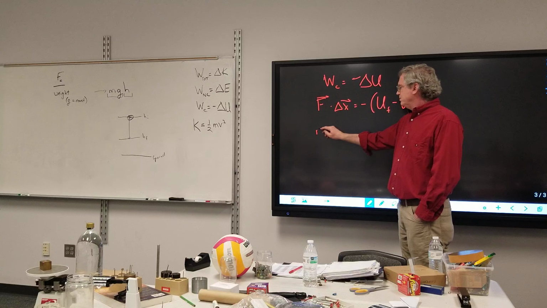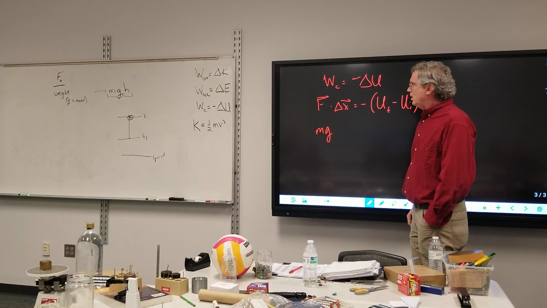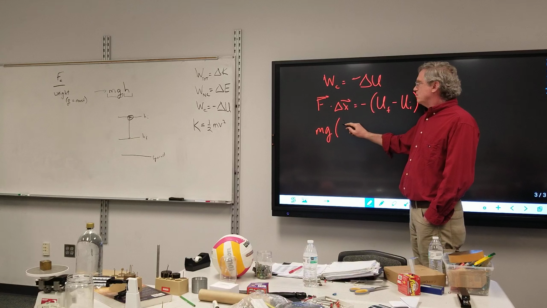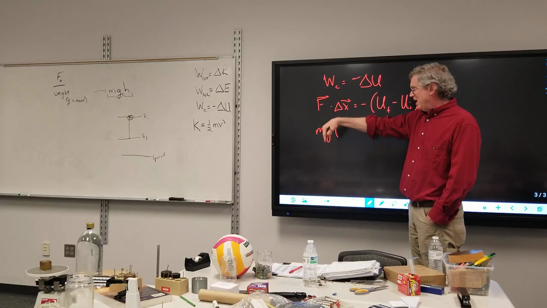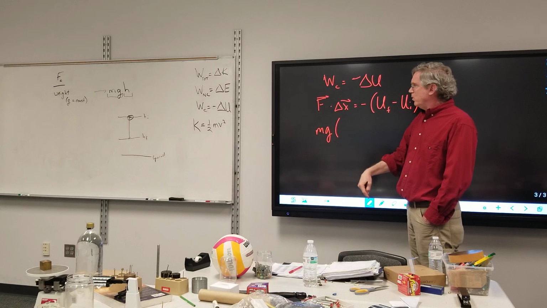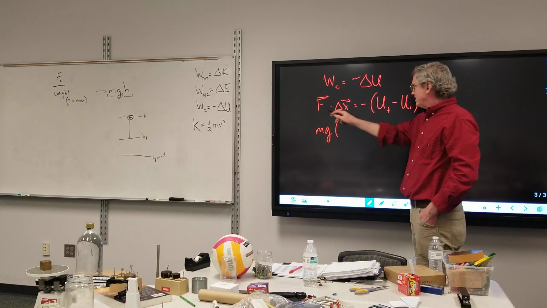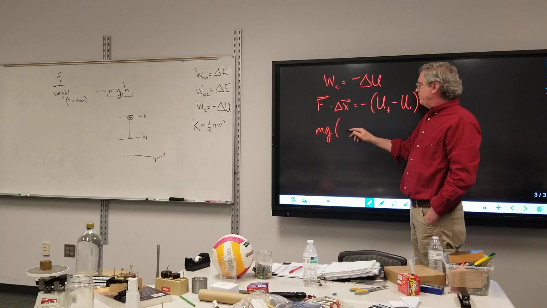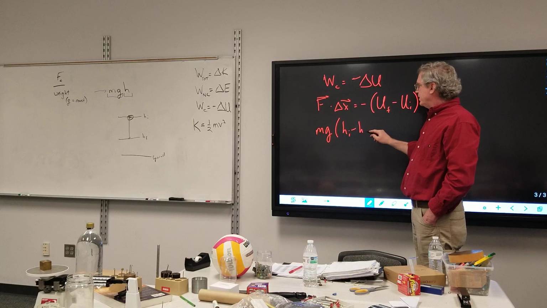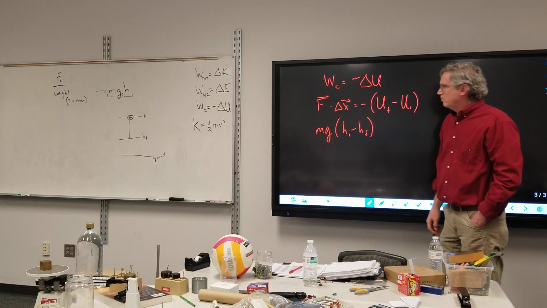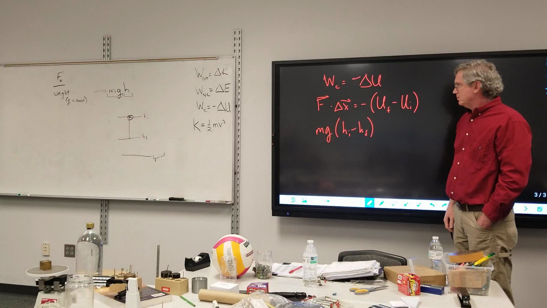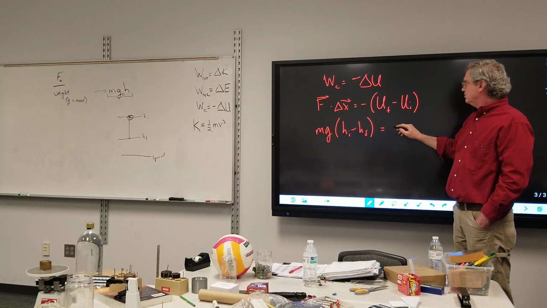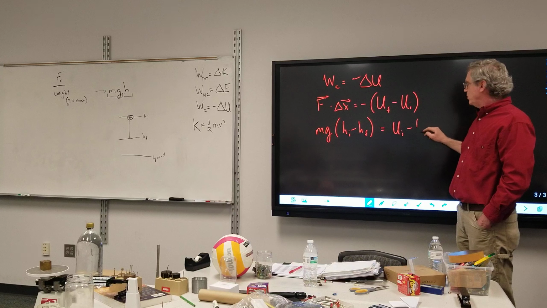The force is mg, and my displacement is in the same direction as the force. They're both in the same direction, so my dot product here is going to be positive. So in order to get a positive value here, that's going to be h initial minus h final, because h initial is bigger than h final, which is distributing the negative sign. I end up with U initial minus U final.